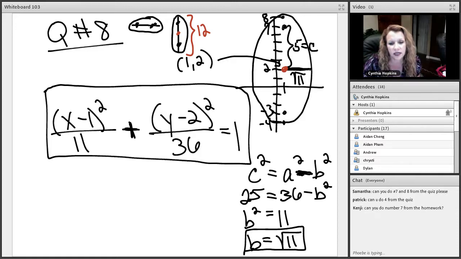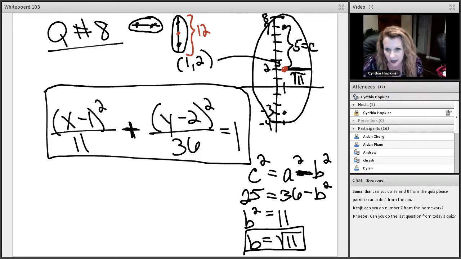And so that means that in this equation, c squared equals a squared minus b squared, I knew my c squared and I knew my a squared. I just had to solve for my b squared, or rather my b, and then square it. So yes, b squared. Okay, and there's my equation.